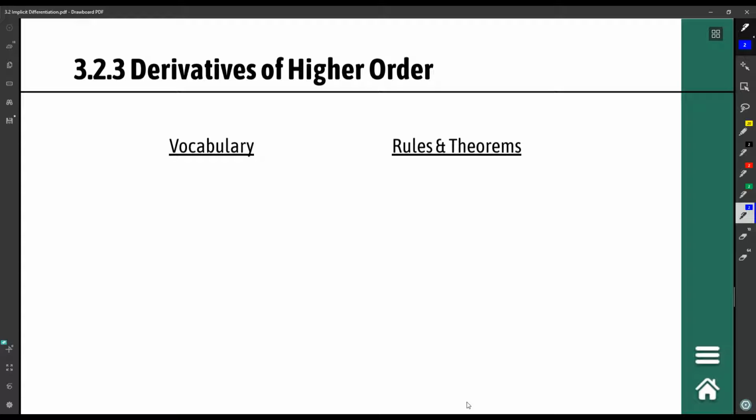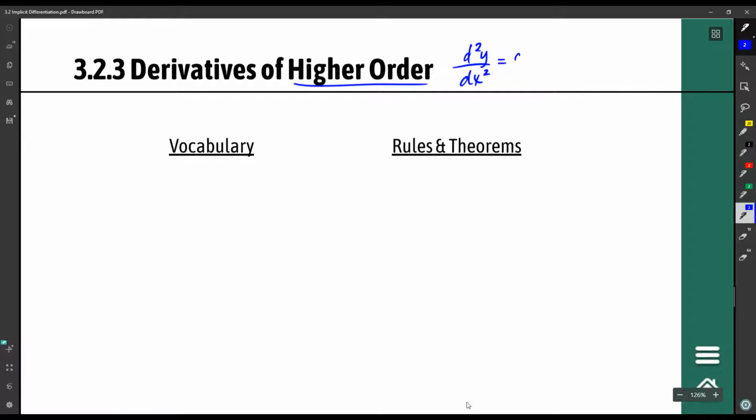In 323, we're going to talk about derivatives of higher order when doing implicit differentiation. When we say higher order, we're referring to the second derivative or third derivative. So we need to come back to this notation, d squared y over dx squared, which means second derivative.